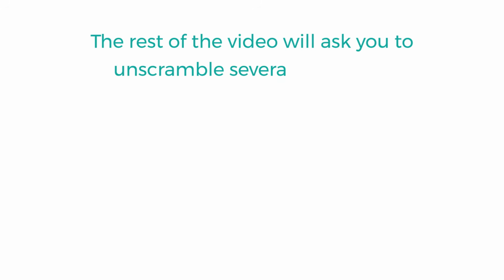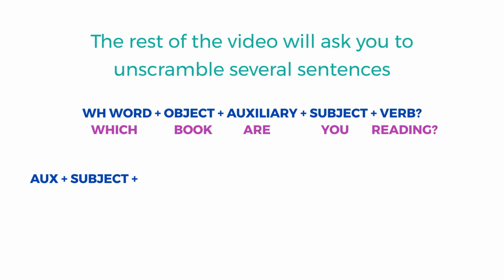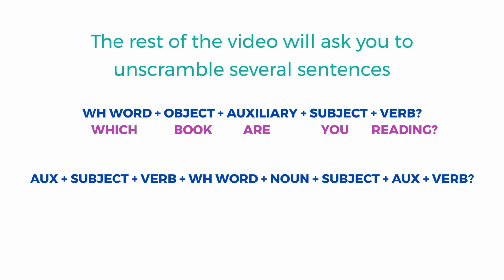The rest of the video will ask you to unscramble several sentences. Each sentence will follow one of these patterns: WH word plus object plus auxiliary plus subject plus verb, and auxiliary plus subject plus verb plus WH word plus noun plus subject plus auxiliary plus verb.